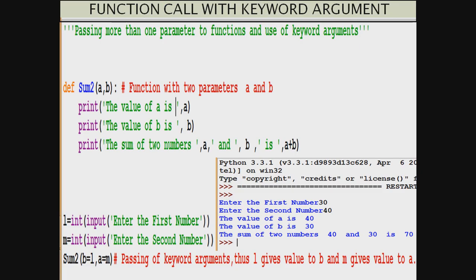Now we'll come and see function call with keyword arguments. Now function call with keyword arguments, you can well see we have a function sum2 and we have only two given parameters A and B. Now you can come down and see that we have taken two variables L and M. L takes a value from the user, M also takes a value from the user, but see, while calling sum2 function, we have written something different. We have written B is equal to L, comma A is equal to M. What do we mean by it? We actually want to say that don't use the positional argument system.